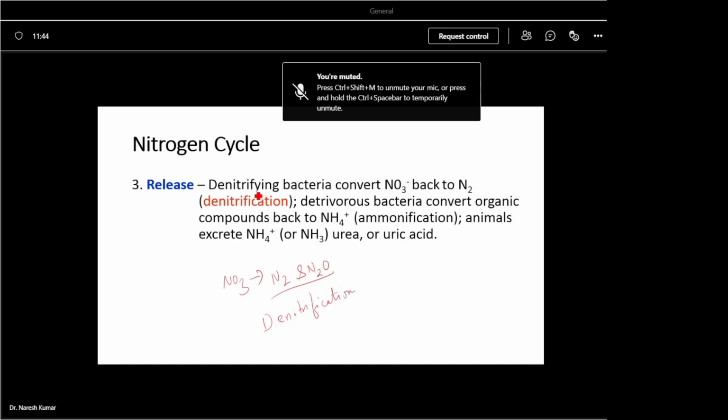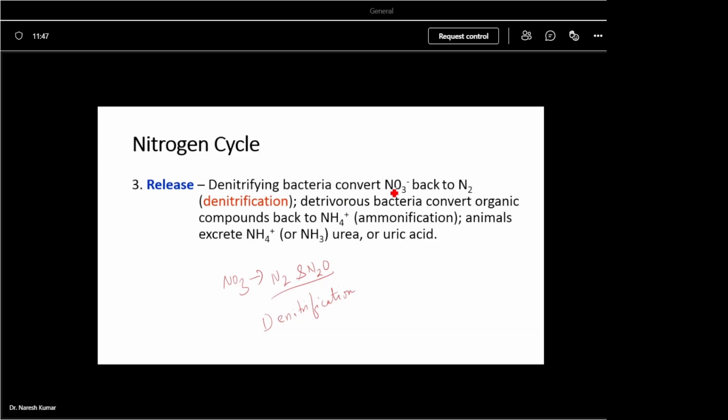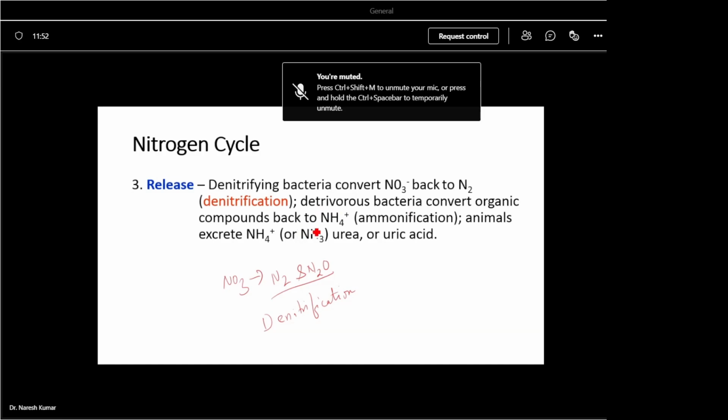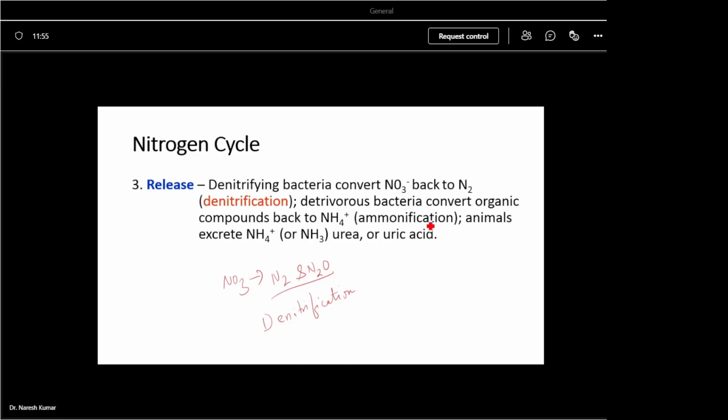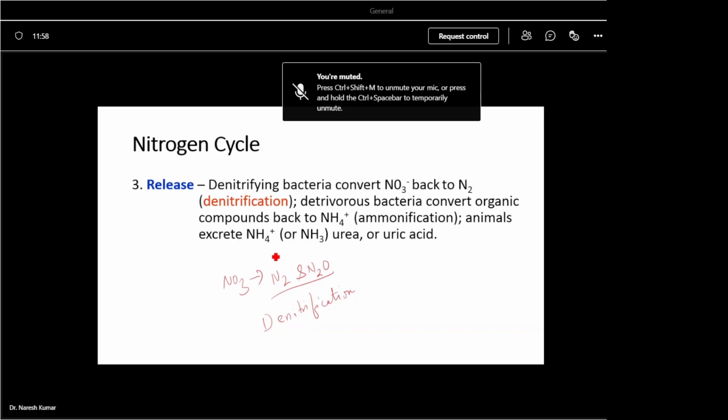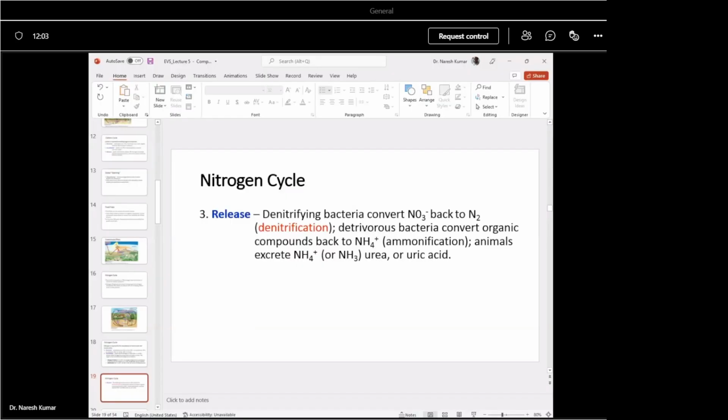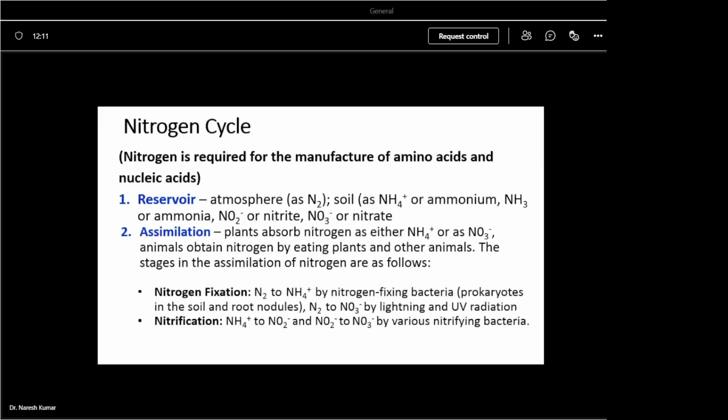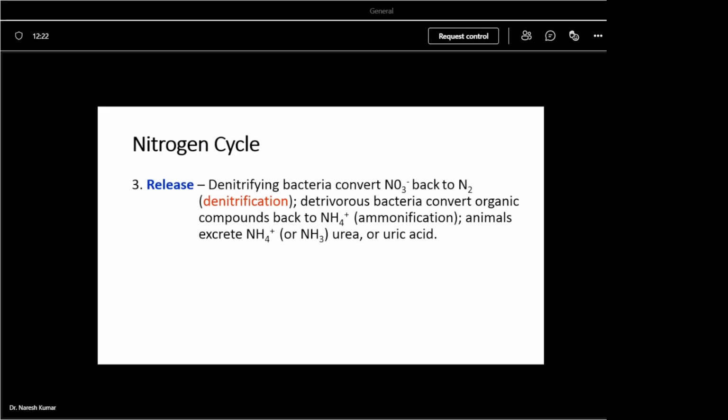So denitrification: here we have denitrifying bacteria which convert nitrate back to nitrogen, which is released back to the atmosphere. We also have detritivorous bacteria which convert organic compounds back to ammonia, and animals excrete. So this again starts the whole cycle. If you're able to remember these steps, you'll be able to go through the nitrogen cycle easily. Just to rewind: reservoir, we have atmosphere, soil; then assimilation, we have nitrogen fixation, then ammonification, nitrification, denitrification. That completes the whole cycle.